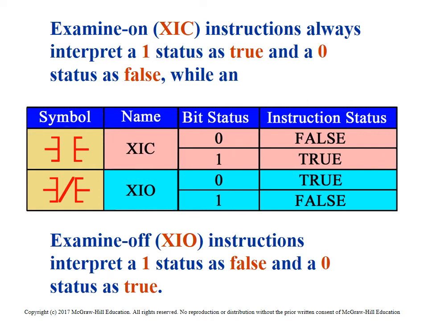So like we talked about at the beginning, examine if closed, examine if open. Bit status is true when it's on, when the push button is pressed. And this guy, the bit status is opposite of the other one.